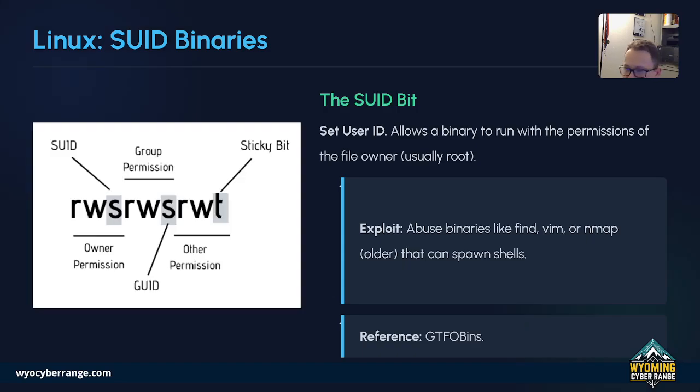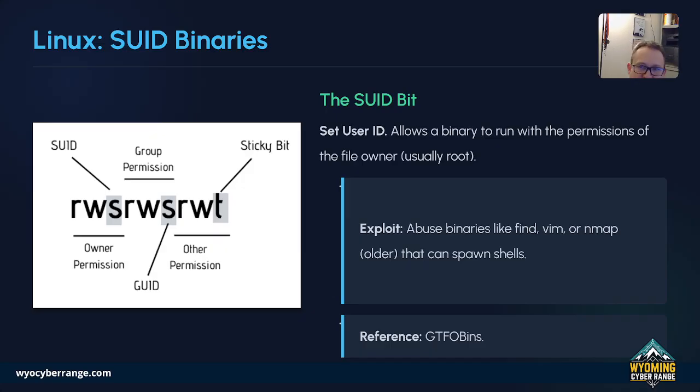On Linux, a lot of the vector is going to be on the SUID binary. Now, a SUID bit allows the binary to run with the permissions of the file owner. Think of the sticky bit, remember that? Which often, in a lot of cases here, is going to be root.